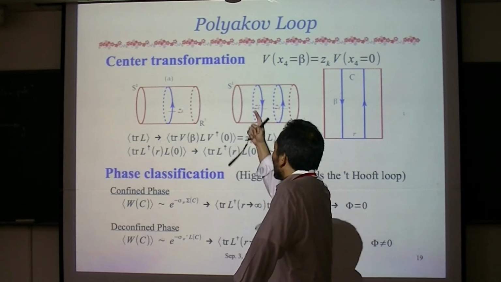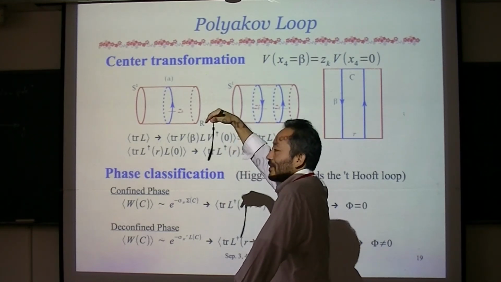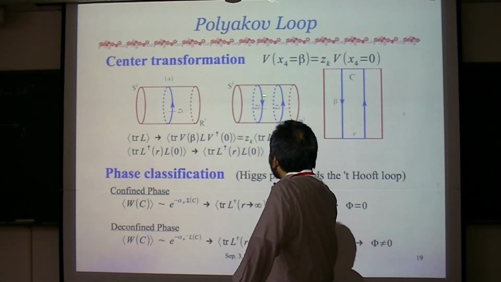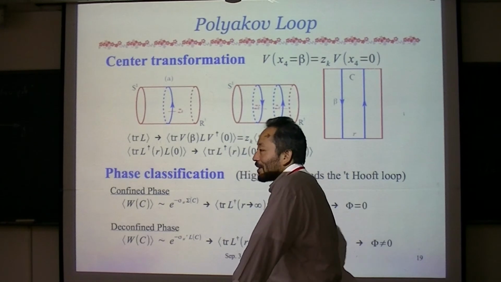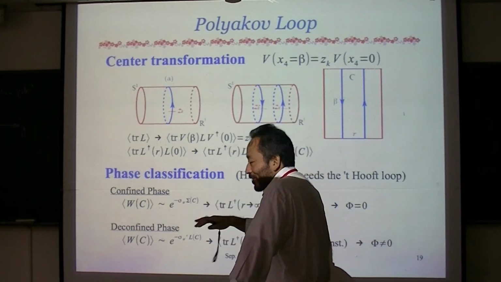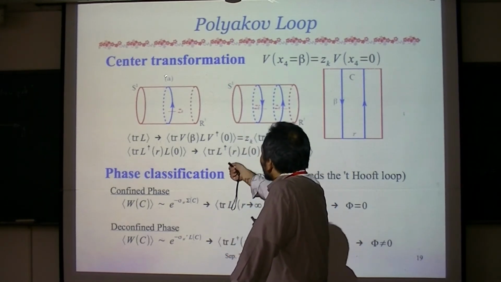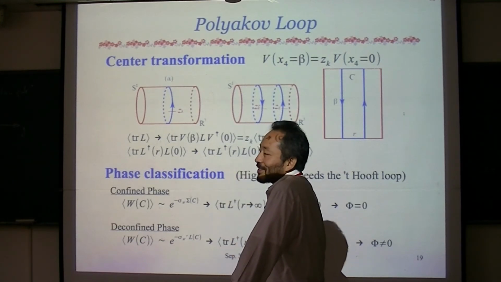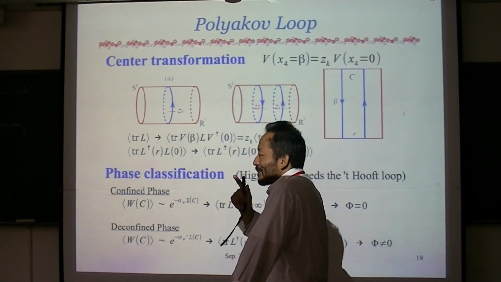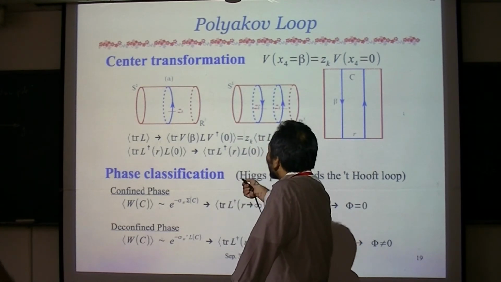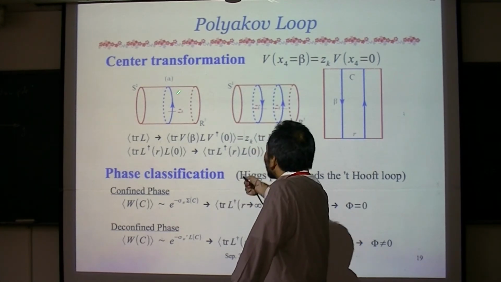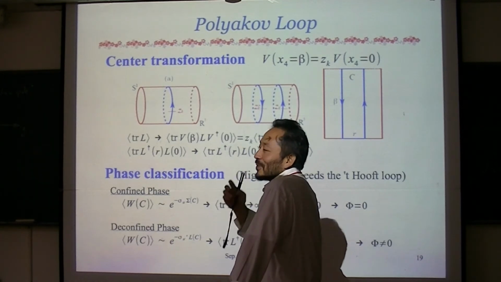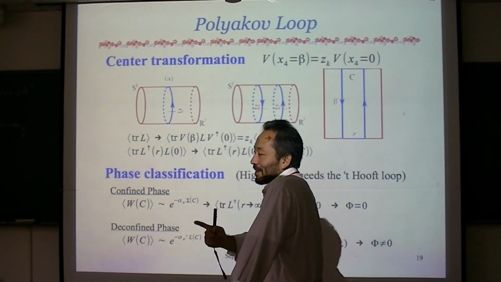But if you have a closed loop, then the situation is the same as this one. The upward going and downward going contributions cancel under the center transformation, and so they are completely insensitive, and so only this type of configuration is sensitive to the explicit breaking of the center symmetry. And then you may think that there must be some projection to get rid of this kind of excitation. That is possible.